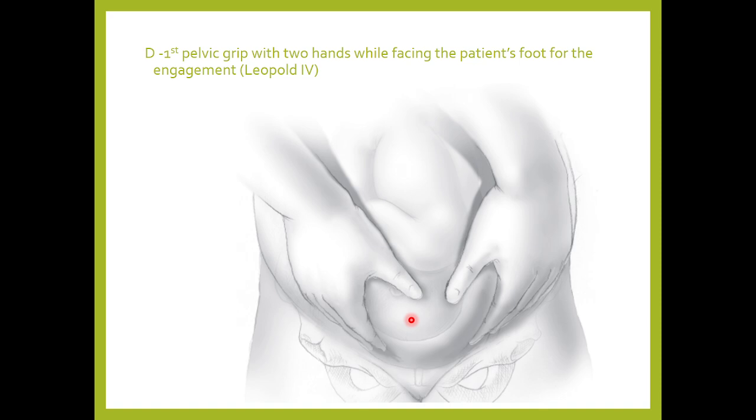Leopold IV, now you change your position and you are facing the legs of the patient, with two hands. You feel if the presenting part is engaged, whether it has passed through the pelvic brim or not. If the head is floating, like this case, your hand will go below the head. You can introduce your hand below the baby's head so that your hand will be like number 7. But if the head is engaged, you cannot go below it. Your hand will be like number 8.